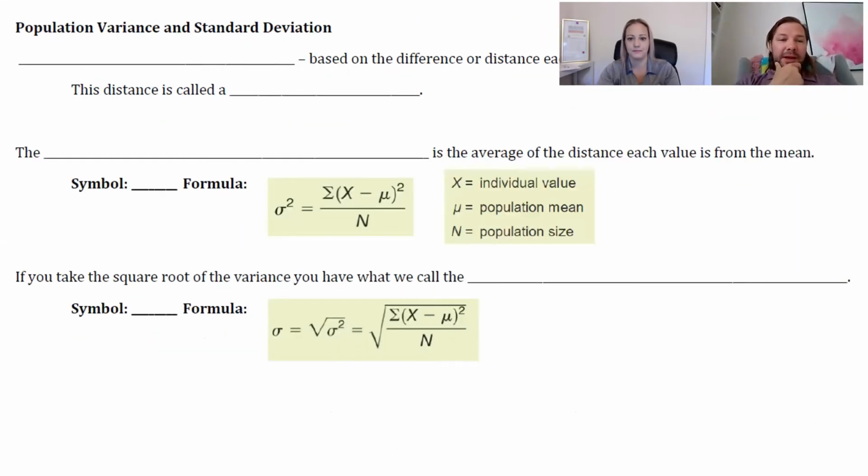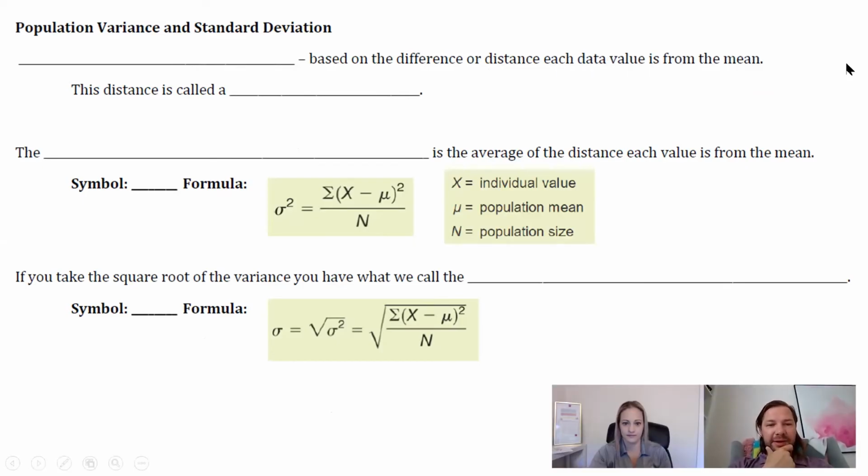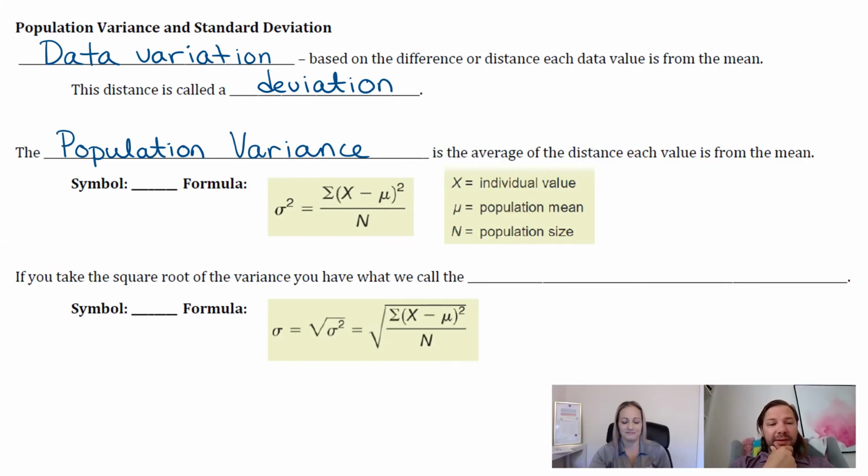Okay, so now we're going to calculate some different measures of variance. The first thing is population variation, which is based on the distance from each data value to the mean. This distance is called a deviation here. That was the x minus mu, our distance or deviation. Now we're going to calculate the population variance.